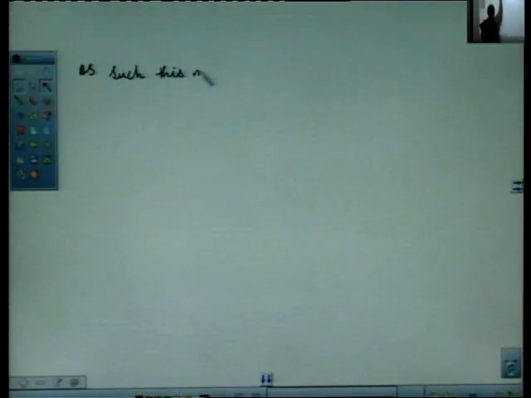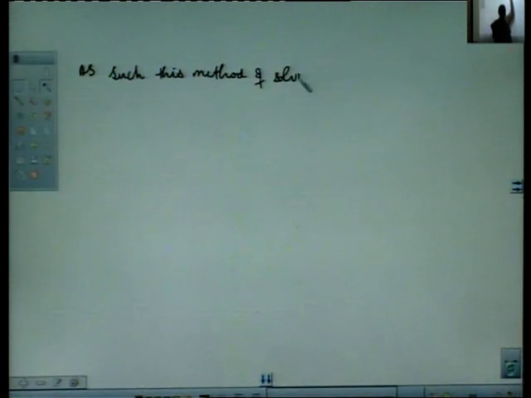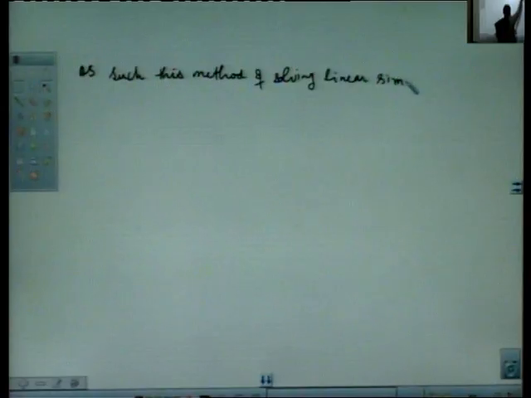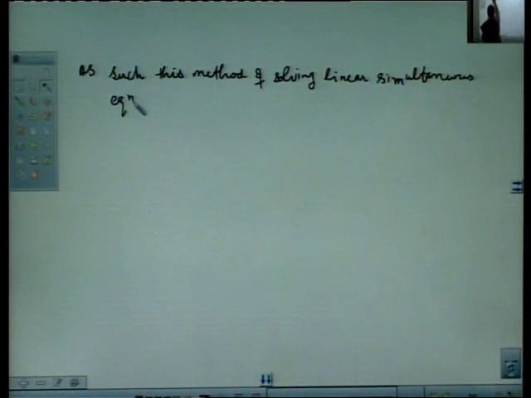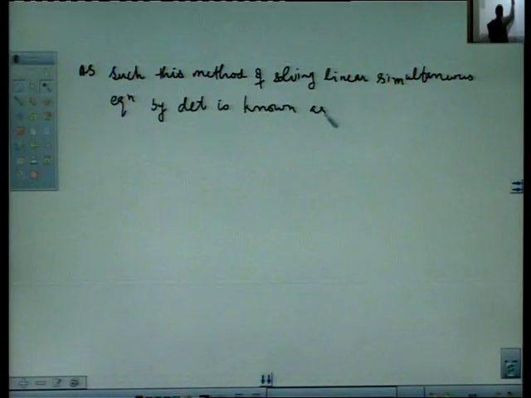As such, this method of solving linear simultaneous equations by determinants is known as Cramer's rule.